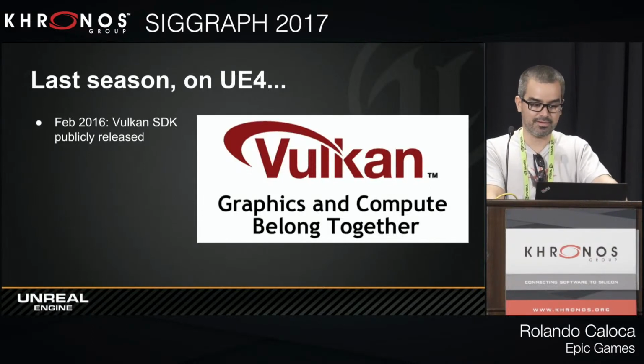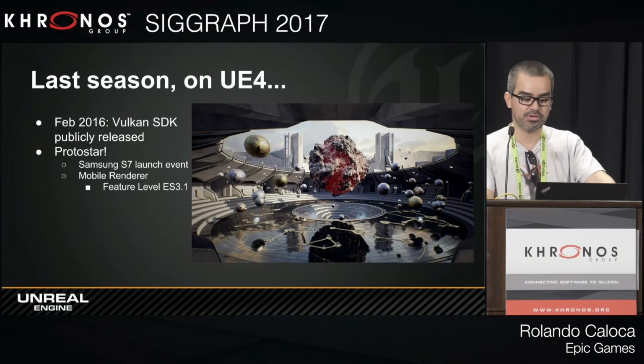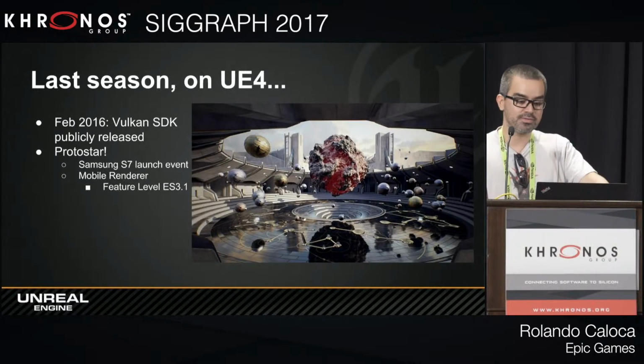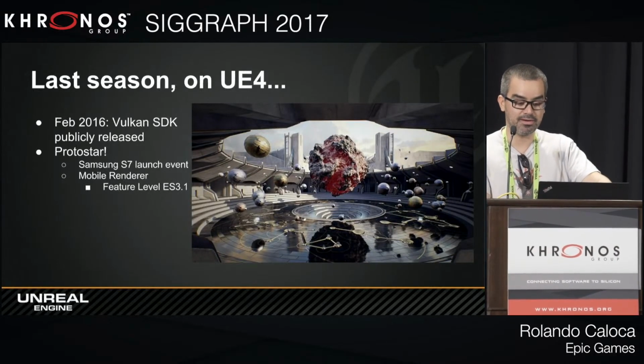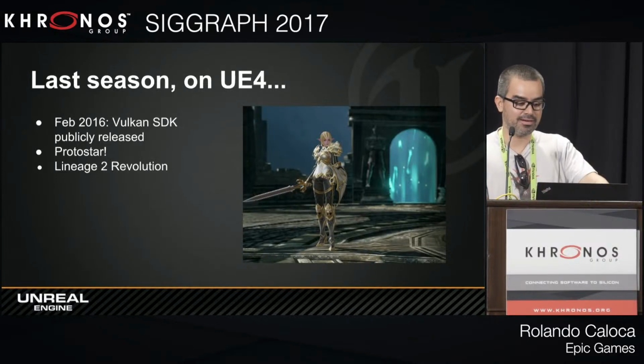So, last time, a year, year and a half ago, the first SDK was released. We're all very happy about that. A couple of weeks later, we released ProStar, which was the demo shown on the Samsung S7 launch event. This was using the mobile renderer, which is our feature level ES 3.1 capability level. You know, it looks nice. Then later that year we had Lineage 2 Revolution, which was using Unreal also. So what had we been doing the rest of the year?